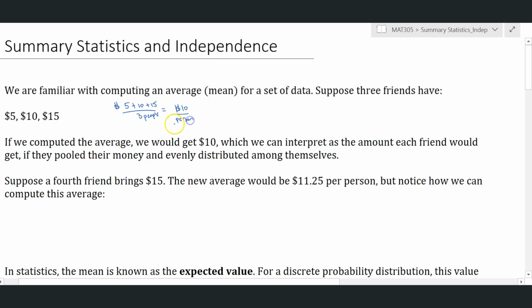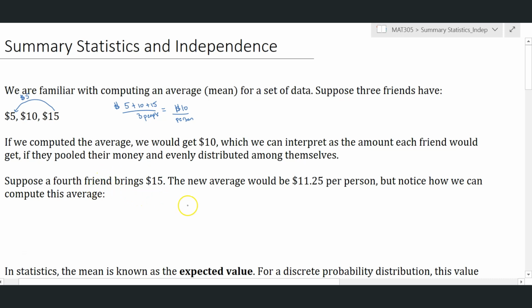The reason we look at this example is because what this would mean is if they pooled together their money and then redistributed it, divided it out among the three people, each person would get $10. That's really the key point behind a mean: the numerical value represents what all the values would be if we redistributed these values. You can see if this person gave $5 to this person, then everybody would have $10. That's where we focus on the interpretation of that average.